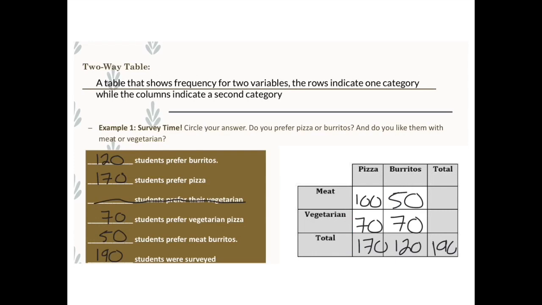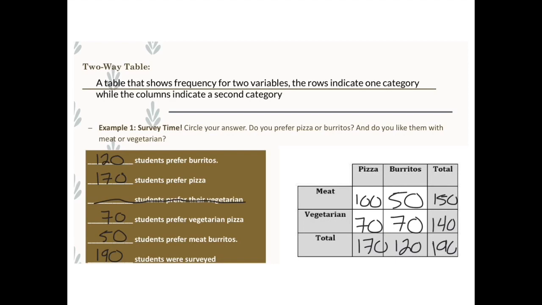Alright, for our rows here, if I want to figure out the total over here, I could just add the 100 and the 50, and I should get 150. And then for my other row, I would again add my two entries, so I would add 70 and 70 together, and I now have 140.